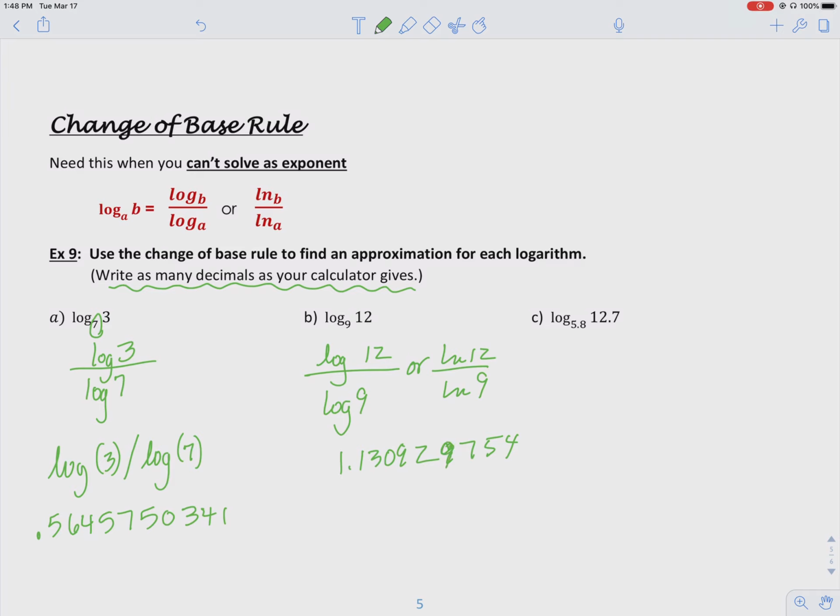That's a 9. And then the last one, even though it's weird, it's got decimals, still works. Make sure you put the base on the bottom. Okay, or again, you could do that, or you could do ln. Either way, but you can't do one log and one ln. They have to be both the same. Okay, and that gives me this long number. And that is the end of section 6.3.